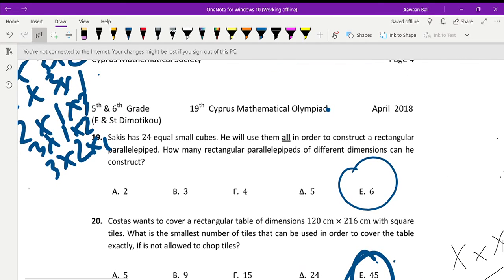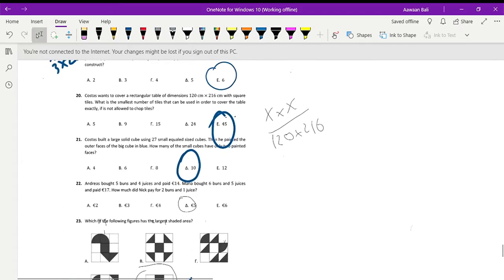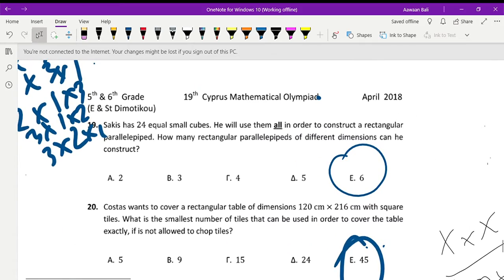Question number 19. Saki has 24 equal small cubes. He will use them all in order to construct a rectangular parallelepiped. How many rectangular parallelepipeds of different dimensions can he construct?